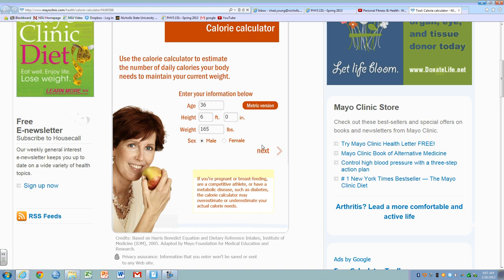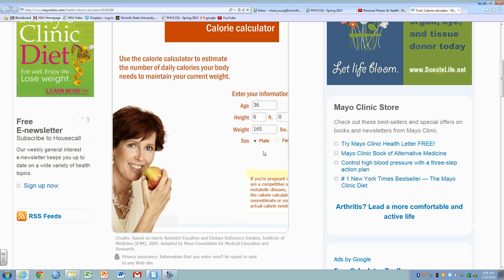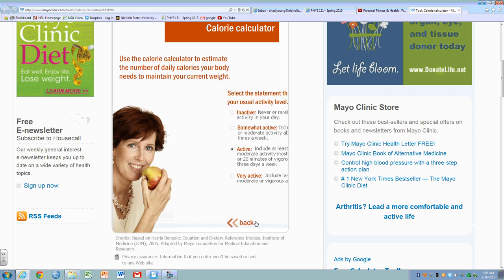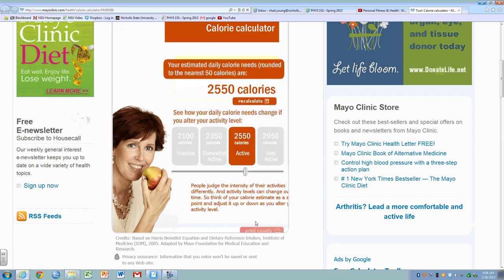Right, because as you get older, what we call the basal metabolic rate actually begins to decrease. So just sitting around, you use fewer calories than you do if you're younger. So younger people tend to burn calories more readily. And then the next thing asks you to describe your activity level. I have at least 30 minutes of moderate activity. And then, you want to see? All right. So I should be eating 2,550 calories.